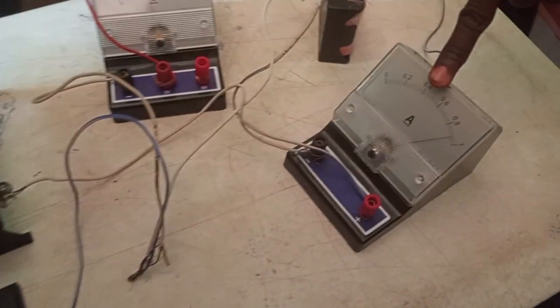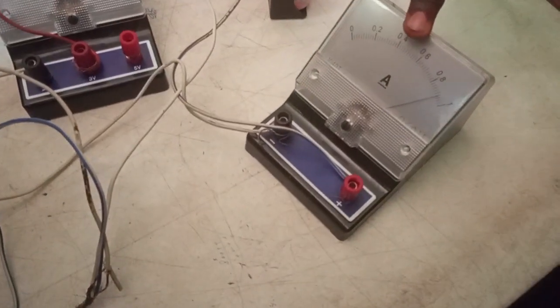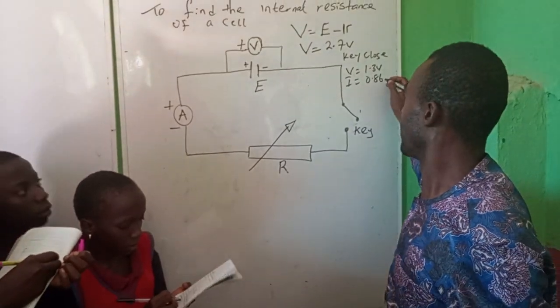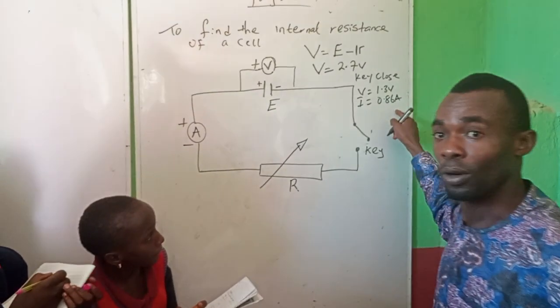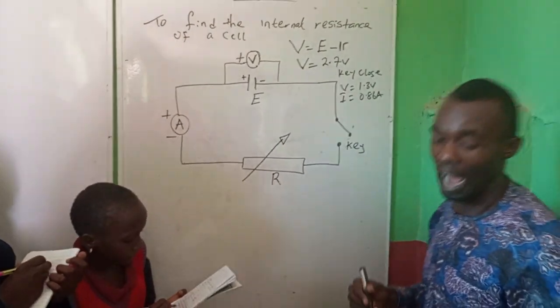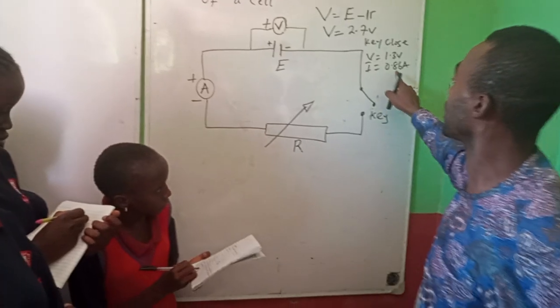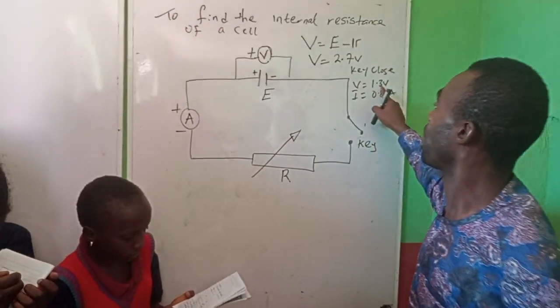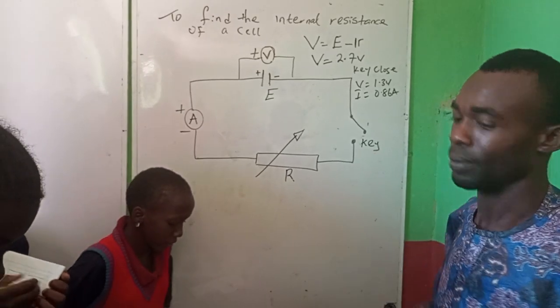The ammeter reading, which is the current? 0.86 amp. Good. Now we have our ammeter reading to be 0.86 amp. Now our voltage to be what? 1.3 volts.